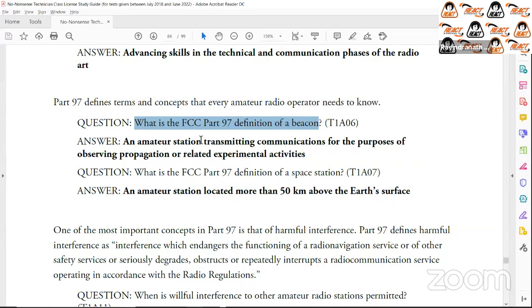Okay, what is the FCC Part 97 definition of a beacon?